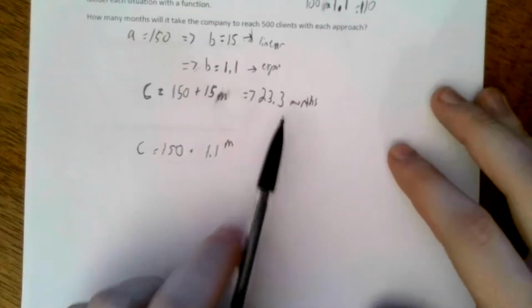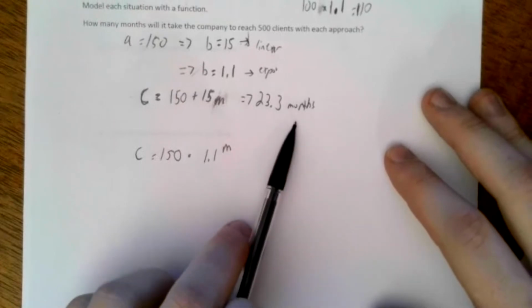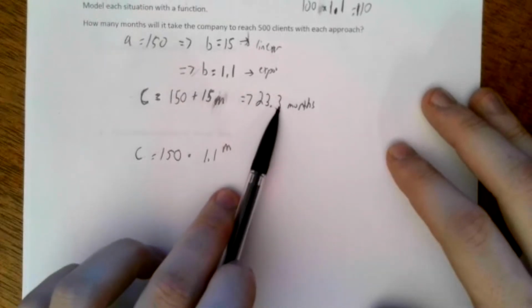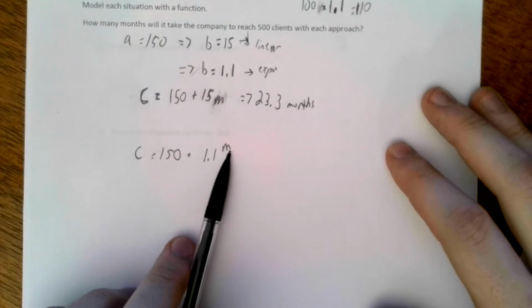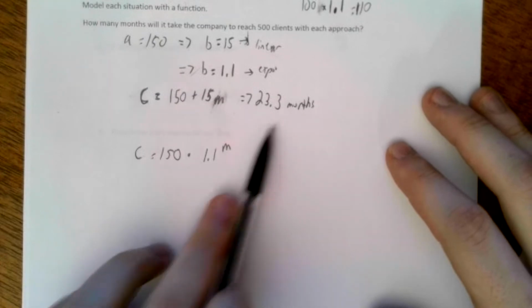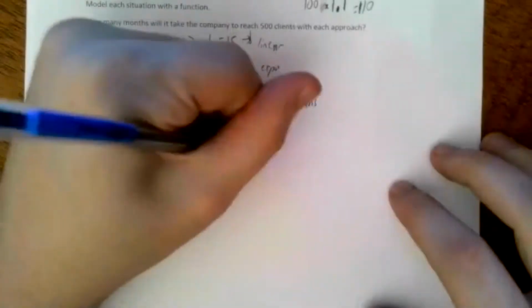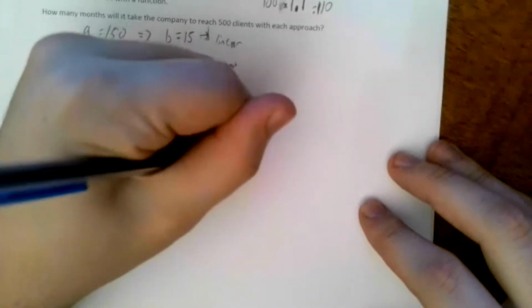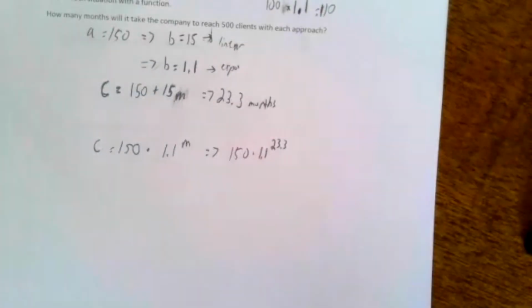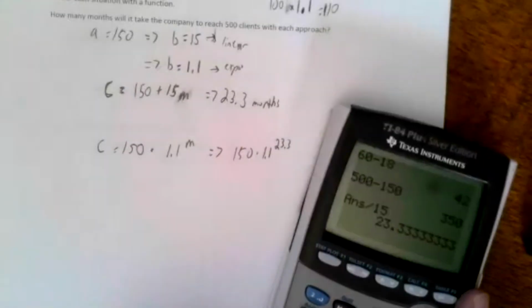But if it takes 23.3 months to get here, what if we plug in that 23.3 for M over here? So after 23.3 months, how many clients will I have with the second method? So if I do 150 multiplied by 1.1 to the 23.3 power, and maybe this will be a lesson on the calculator if some people haven't done this.